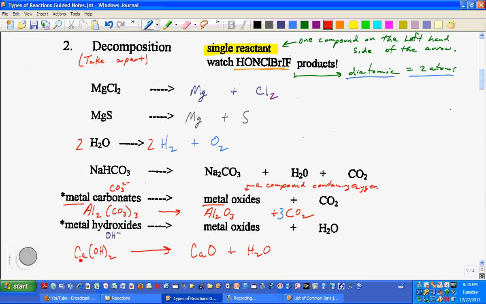We can check our balancing. 1 calcium, 2 oxygens, 1 calcium, 2 oxygens, 2 hydrogens, 2 hydrogens. So these balance. Again, this is the opposite of a combination or synthesis reaction. I'm taking things apart.